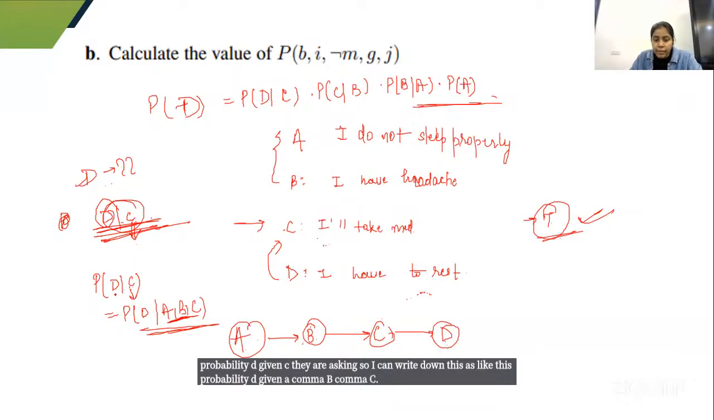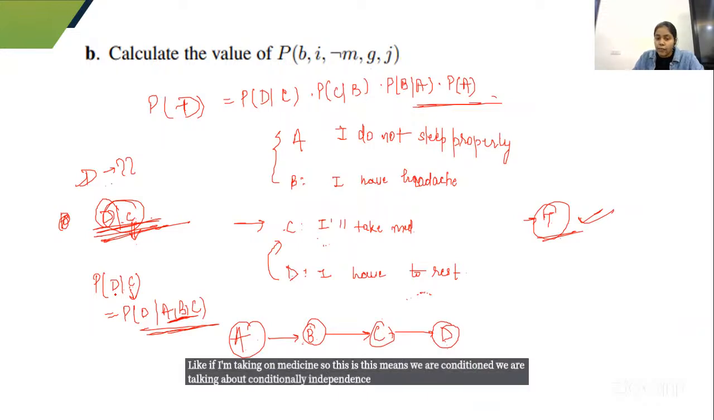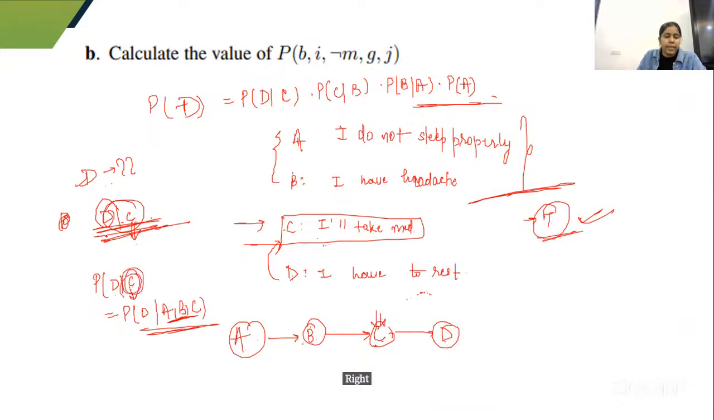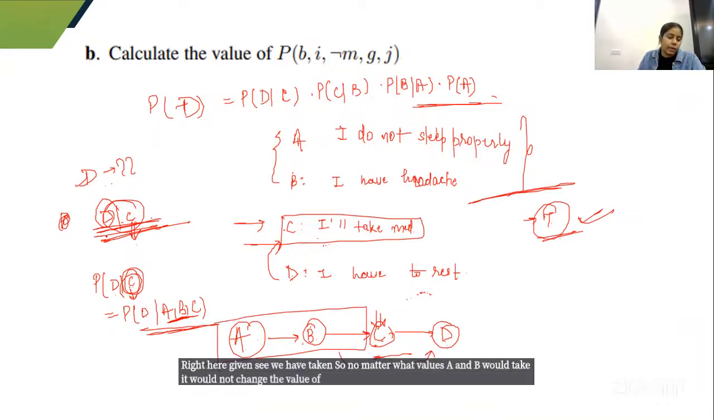So this means we are talking about conditional independence. If I know that this value is true, then no matter what is happening because of A and B, which would lead me to know the value of C, I already know the value of C. Given C, no matter what values A and B take, it would not change the value of D because C is already given. So that was happening in the second part.